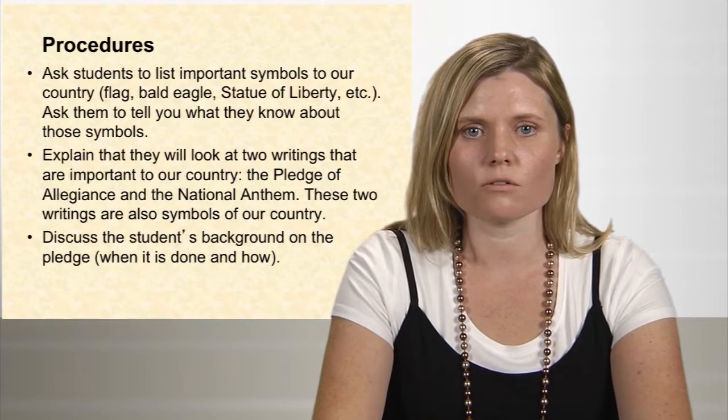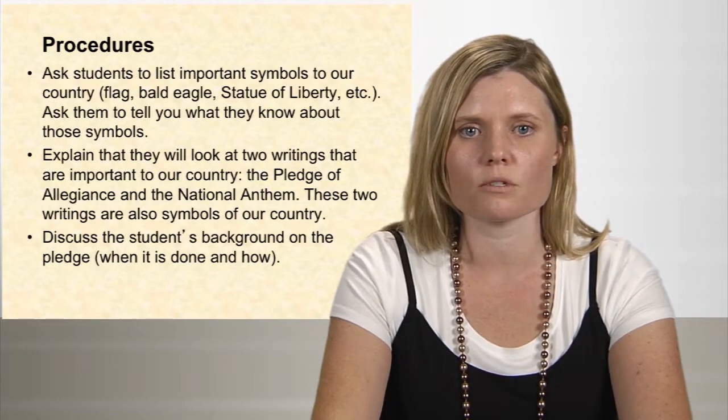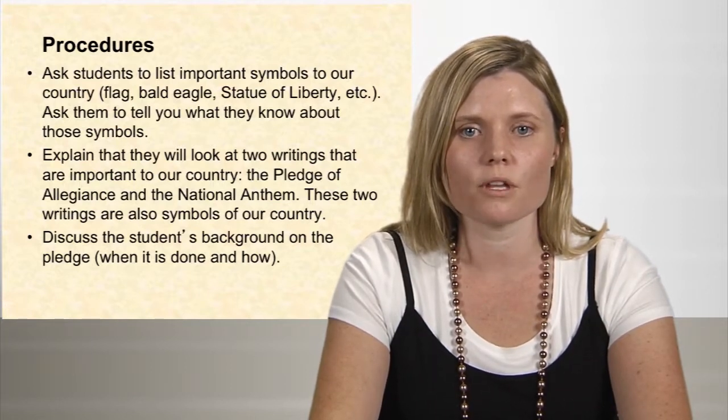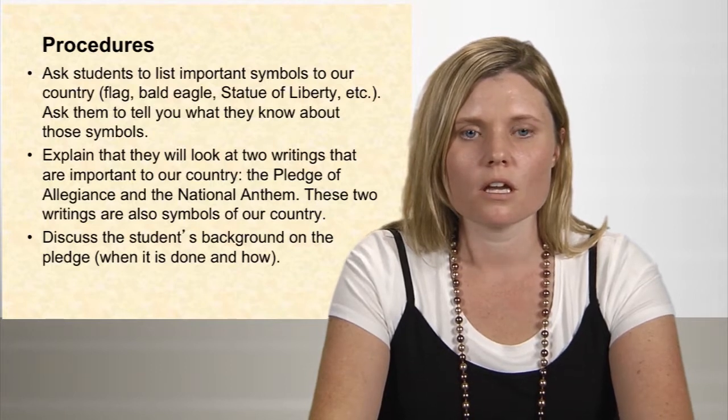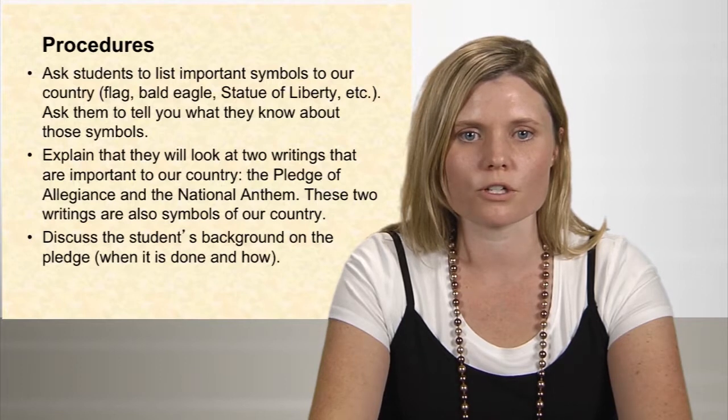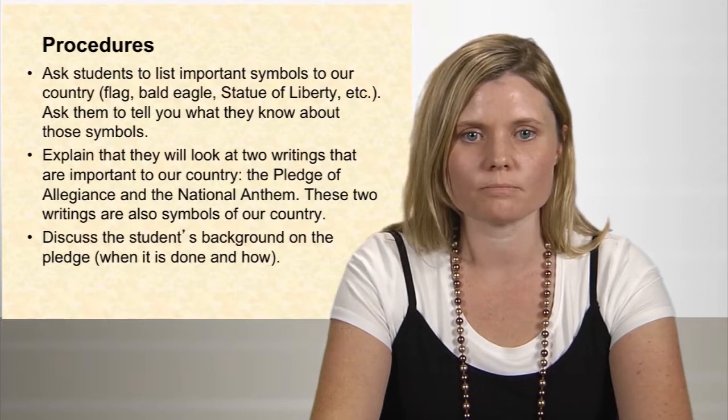On the first day, you'll first ask the students to list important symbols to our country. For example, the flag, bald eagle, Statue of Liberty, etc. You'll have them tell you what they know about those symbols. And then you'll need to explain that the students will look at 2 writings that are important to our country, the Pledge of Allegiance and the National Anthem, and how these 2 writings are also symbols for our country.